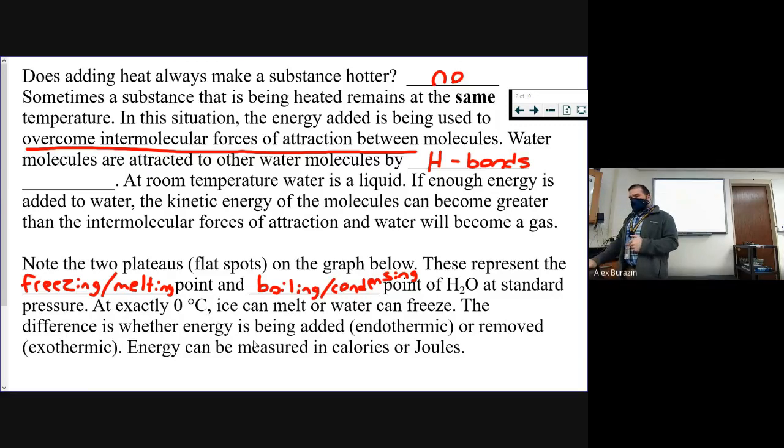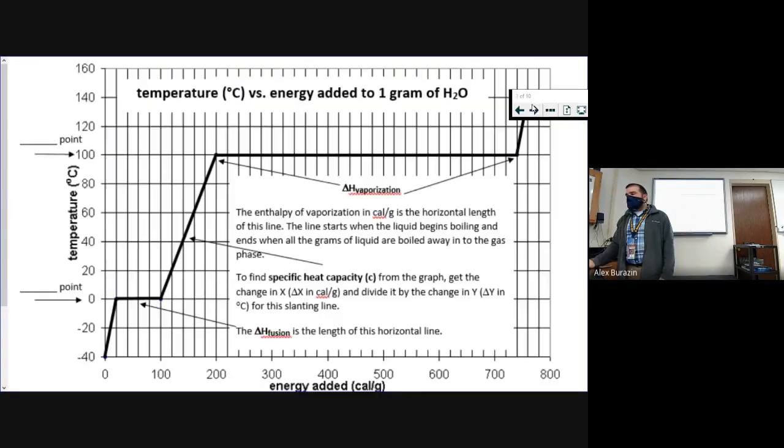The difference is whether energy is being added or removed. I just said that, endo or exo. If you are adding energy, what's that one? Endothermic. If you're taking energy away or energy is being removed, exothermic. Energy, again, is in calories or joules. We talked about that a little bit yesterday.